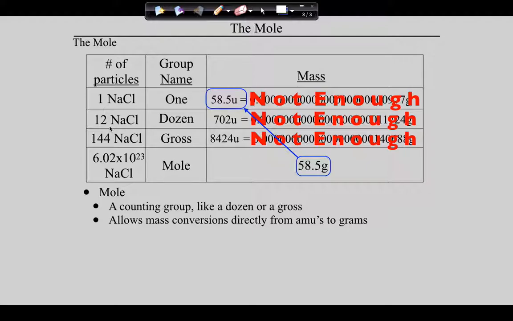Okay, so guys, let's then talk about the guy that came up with the number. His name is Avogadro. And because Avogadro came up with this, we call it Avogadro's number. And guys, Avogadro's number is the number of things in a mole.